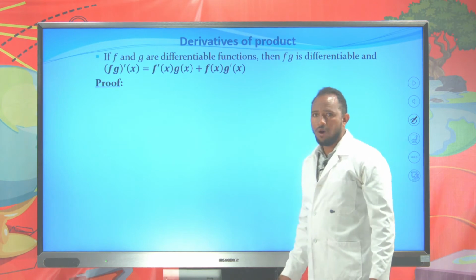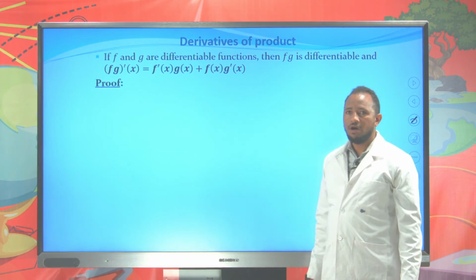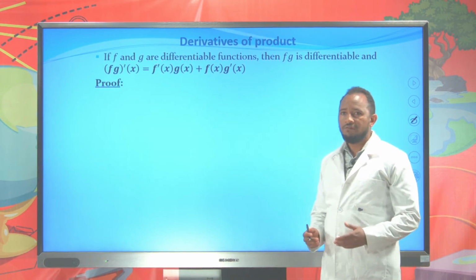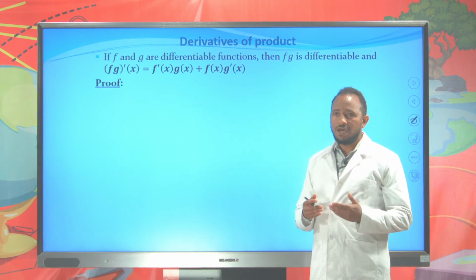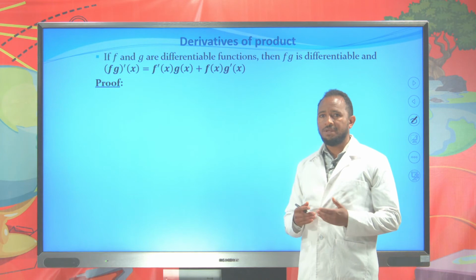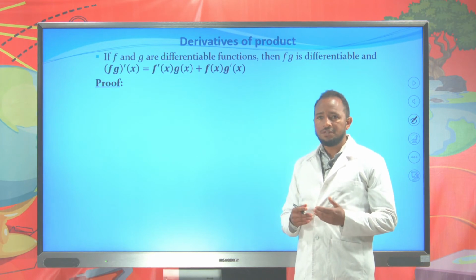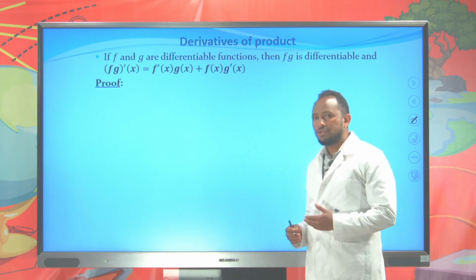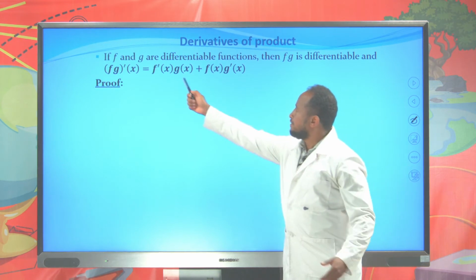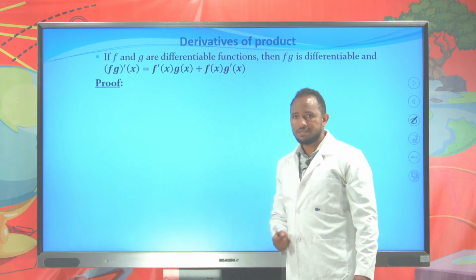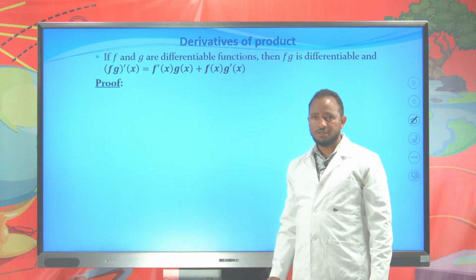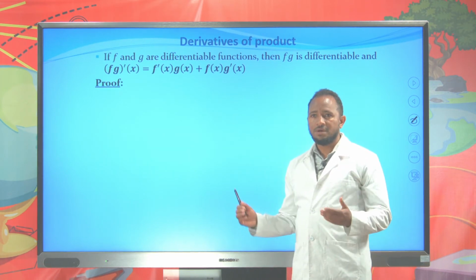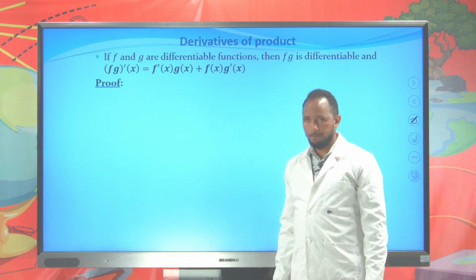Now let's see this one, the derivative of a product. If f and g are differentiable functions, then f times g is differentiable and f times g derivative is equal to f derivative of x times g of x plus f of x times g derivative of x. So now let's see the proof of this theorem.